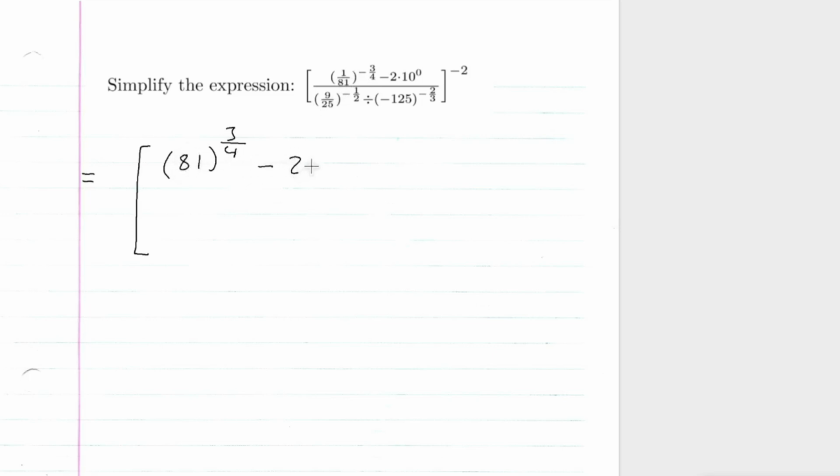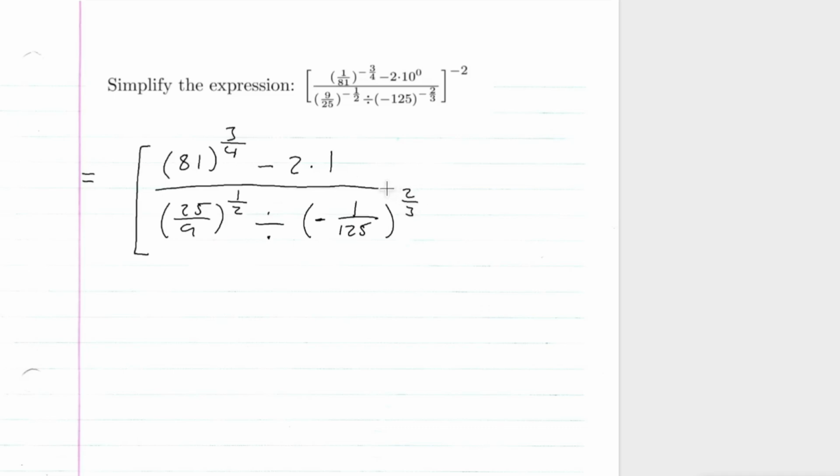Then minus 2 times 10 to the 0 is 1 over, so if I were to flip 9 over 25 to get rid of that negative, it would be 25 over 9 raised to the 1/2, divided by, so to get rid of this negative, I have to flip negative 125, which would be negative 1 over 125 to the 2/3. And of course, this whole thing is raised to the negative 2 power.